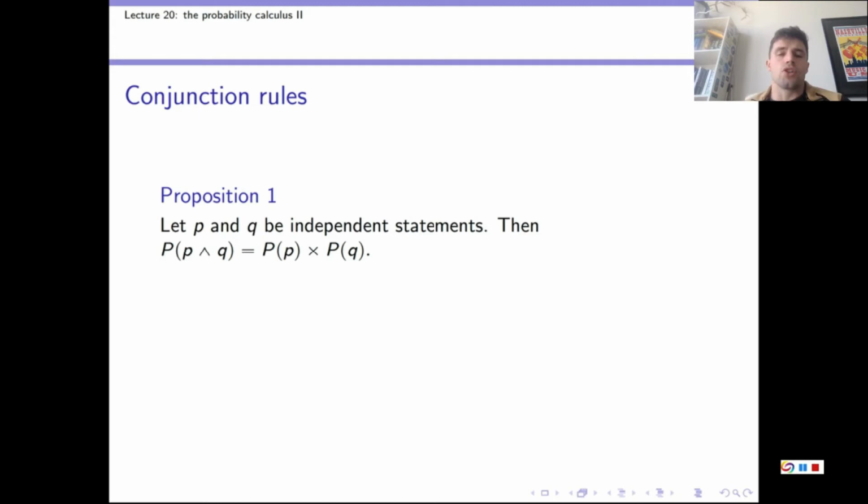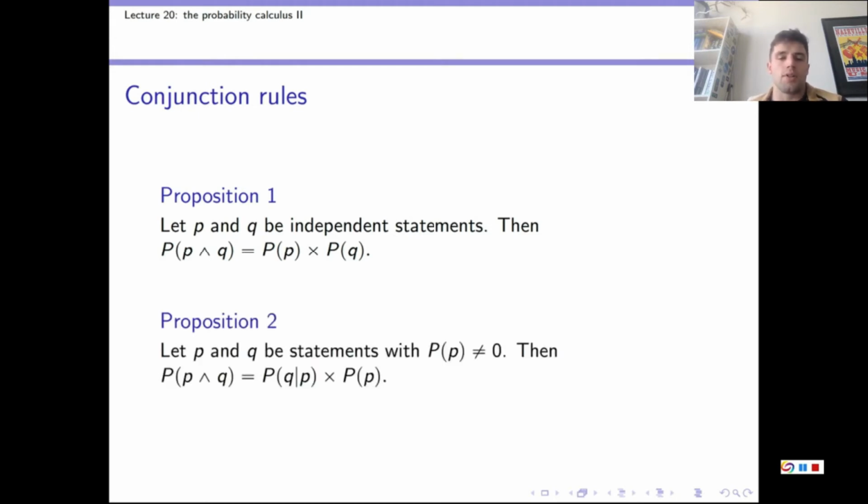The general conjunction rule is something actually we've already seen. It's this expression. P of P and Q equals P of P times P of Q given P, which we obtained by just rearranging the conditional probability formula. So without any stipulations on P and Q, except for the probability of P being non-zero, they don't have to be independent, P and Q. This is the rule that allows us to calculate the probability of any conjunction P and Q.